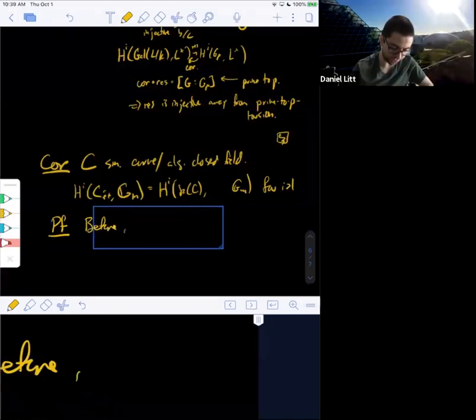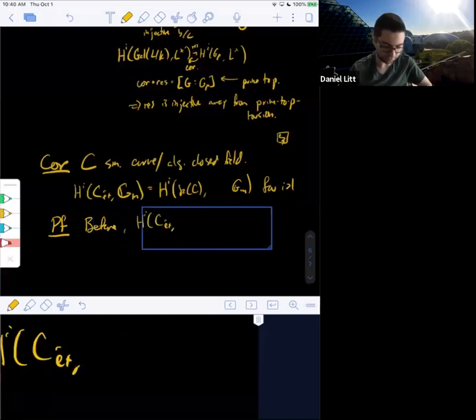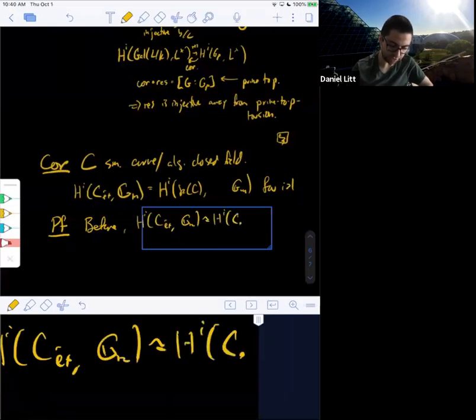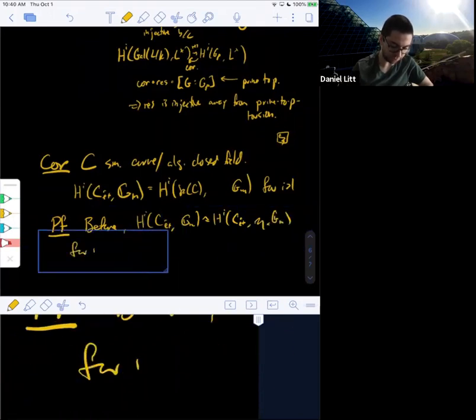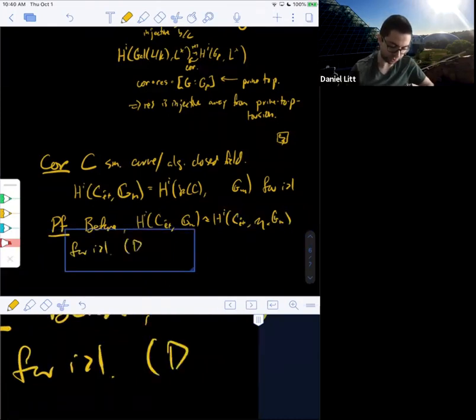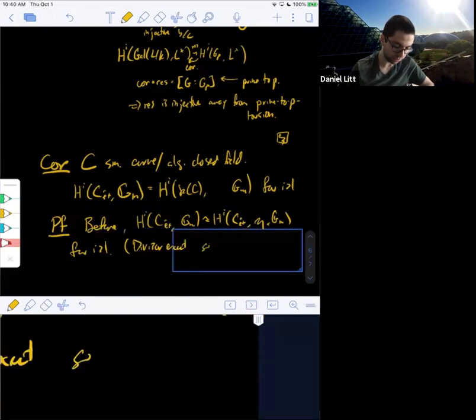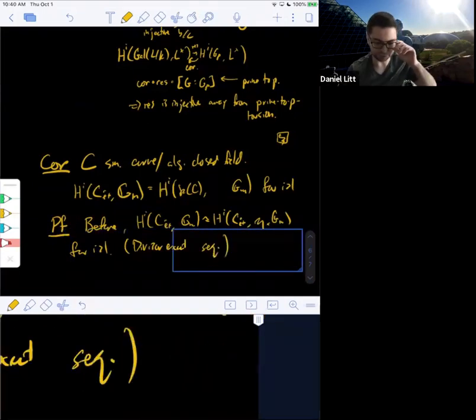Before we showed that H^i of C étale with coefficients in Gm is isomorphic to H^i of C étale with coefficients in eta star Gm for i bigger than 1. And that was just from the divisor exact sequence. So this boiled down to some vanishing for the sheaf of divisors.